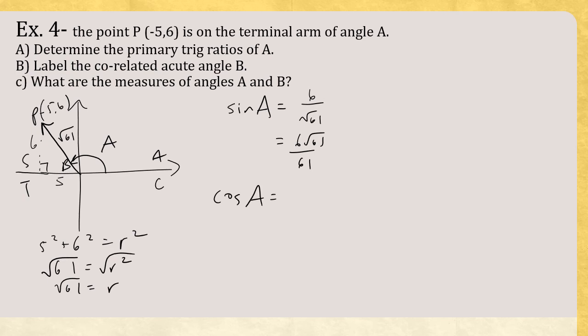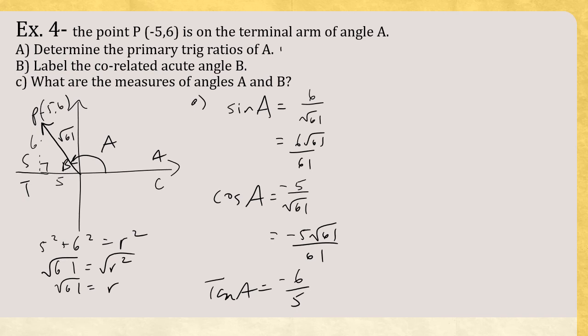Cos A, x over r, adjacent over hypotenuse, 5 over root 61, negative, because it's in the S quadrant. And that equals negative 5 root 61 over 61. Tan A, y over x, opposite over adjacent, 6 over 5. Negative since it's in the S quadrant, and we don't have to do anything with that. Okay, so there's A done.